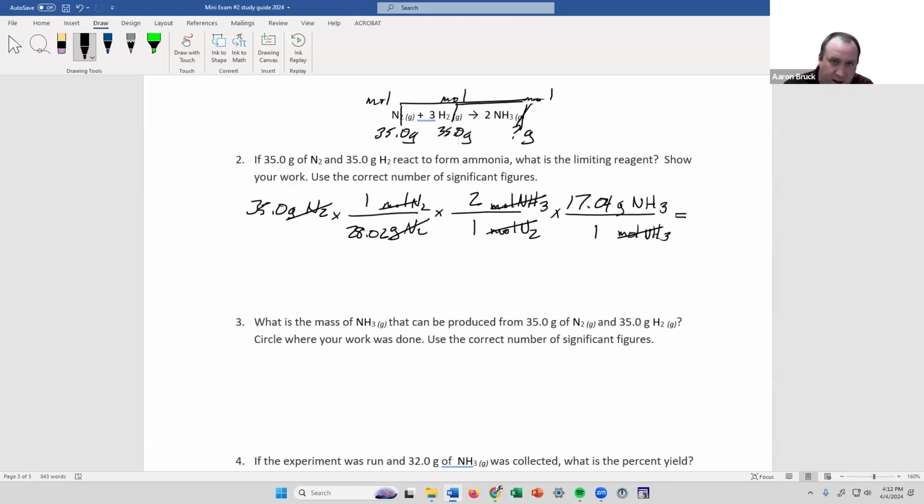35 times 2 times 17.04 divided by 28.02, to 3 significant figures, because I'm starting with 3 here and none of these have fewer digits. It's 42.6 grams of ammonia. Now, is that correct for the theoretical yield? We don't know. We won't know until we figure out how much that hydrogen is going to make.